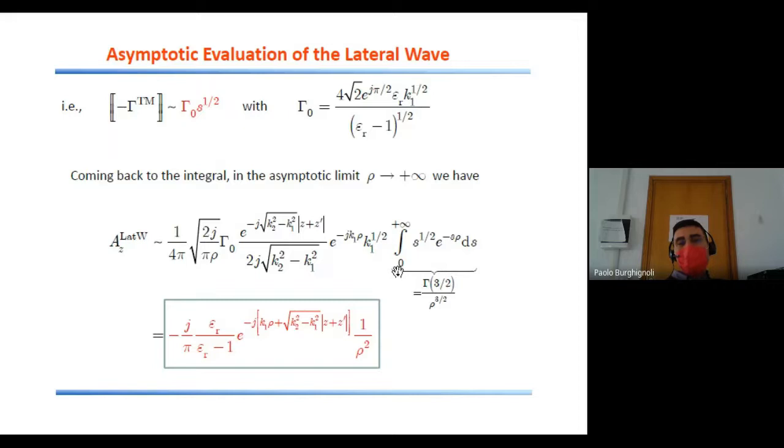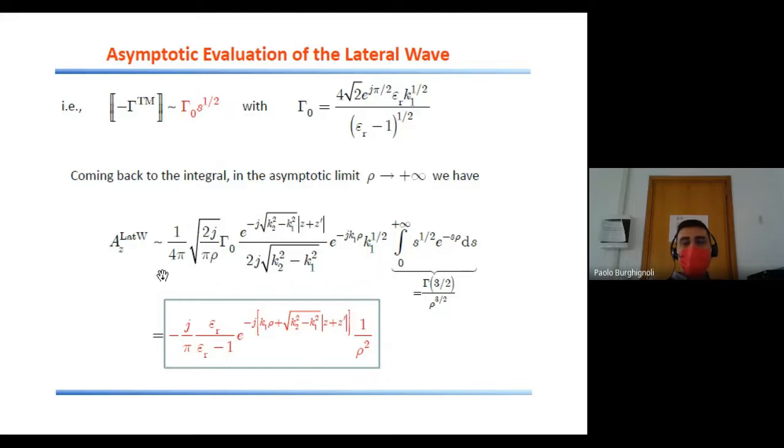So this kind of thing defines, by the definition of gamma functions, the ratio between the gamma function with the argument 3/2 and rho to the same exponent, 3/2. This power of rho can be joined with this square root of rho in the denominator of this term outside of the integral to produce an overall 1 over rho squared behavior.